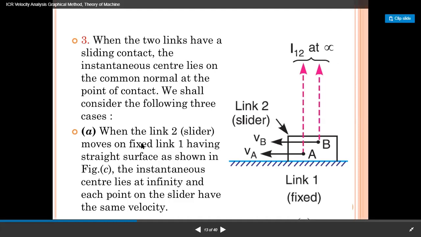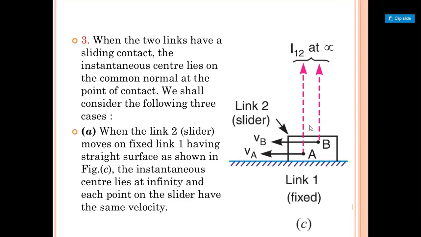When link 2 moves on a fixed link 1 having a straight surface, as shown in the figure, the instantaneous center lies at infinity and each point on the slider has the same velocity, right? If any other line of instantaneous center intersects here, then you have to write the instantaneous center here. So at every point, the slider velocity will remain constant.